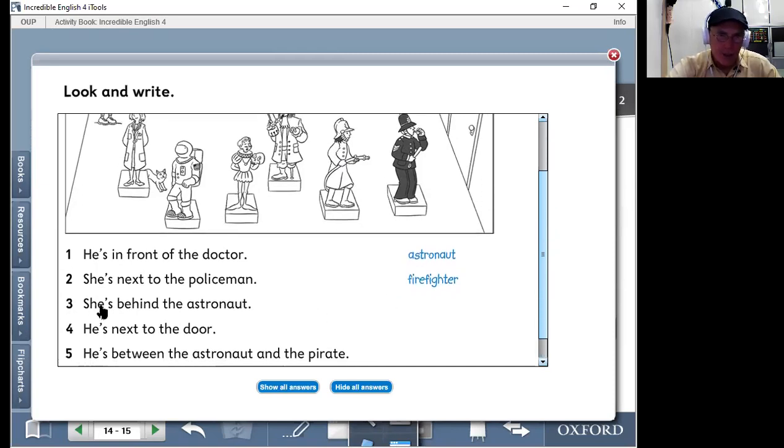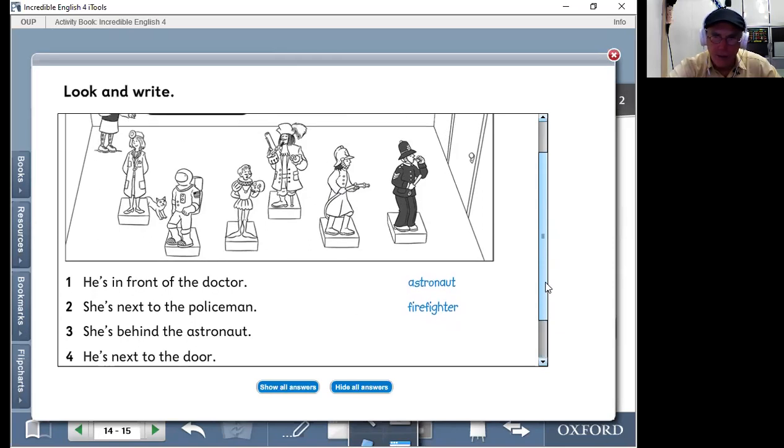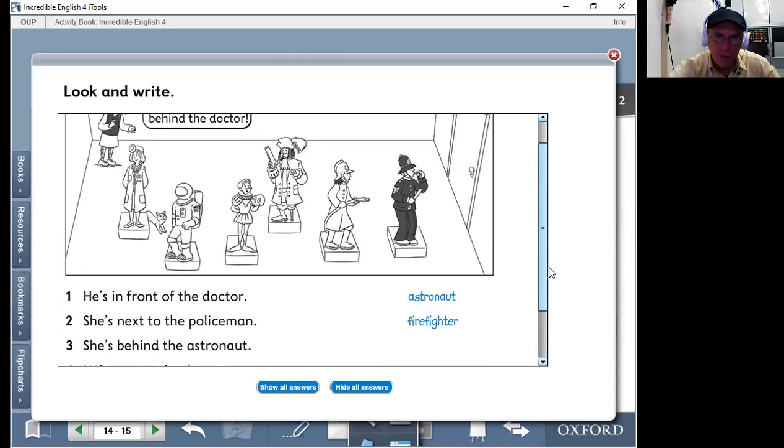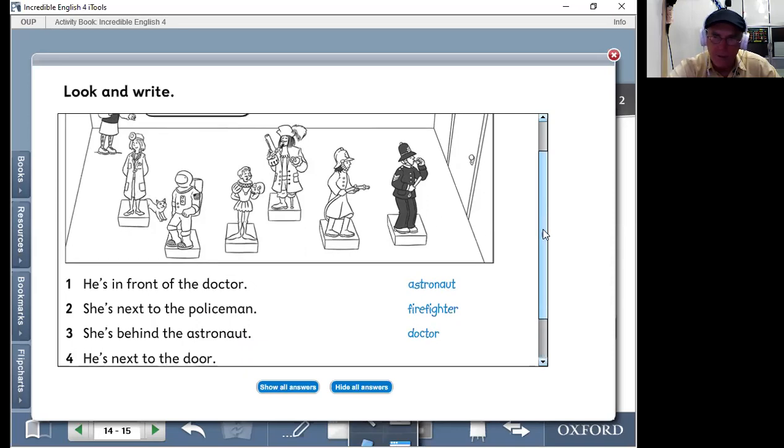Number three, she's behind the astronaut. So we go back to look at the picture. Where's the astronaut? There's the astronaut. And who is behind the astronaut? It's this one. And this is the actor. Oh, sorry, it's this one. And this one's the doctor. Okay, so I was wrong. So you write doctor on the line. Okay, the doctor's behind the astronaut.